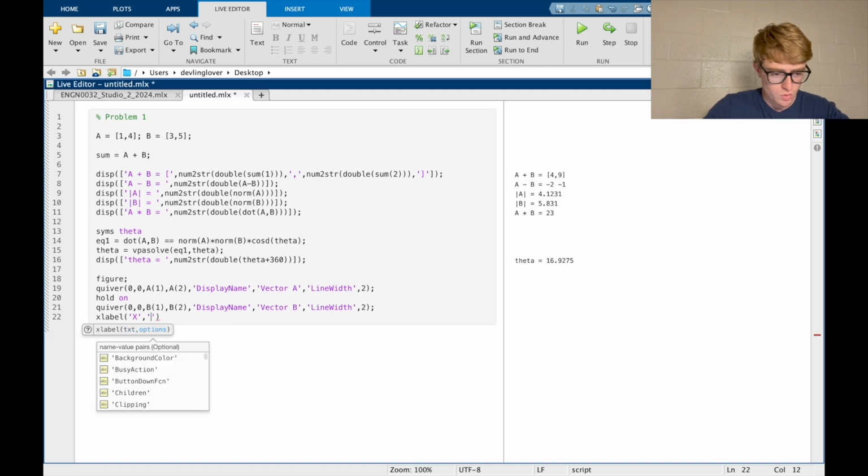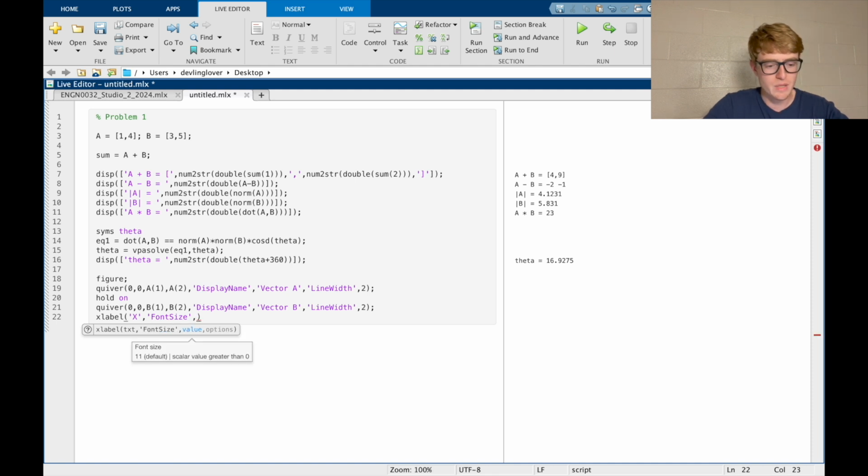And then we're gonna do a font size, and I'm gonna say 10. And of course, you can totally change all this stuff, but that is just me playing around with it before recording this, and that looks good to me, so we're gonna stick with 10 for now. And then Y label, we're gonna pass in Y.